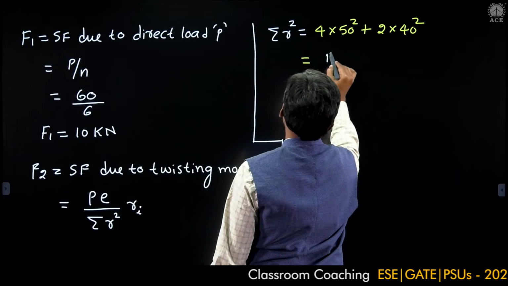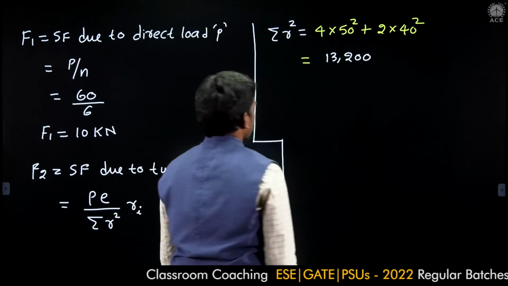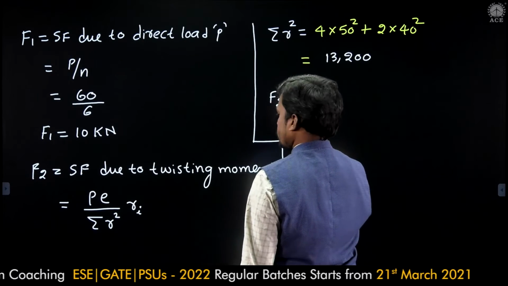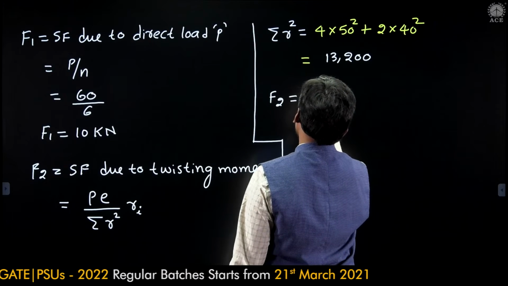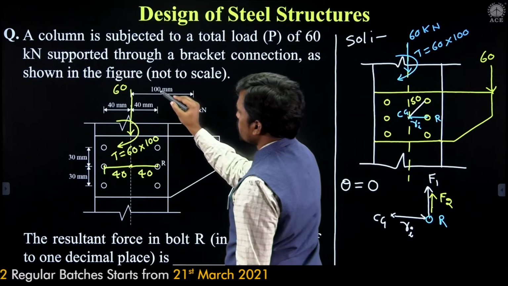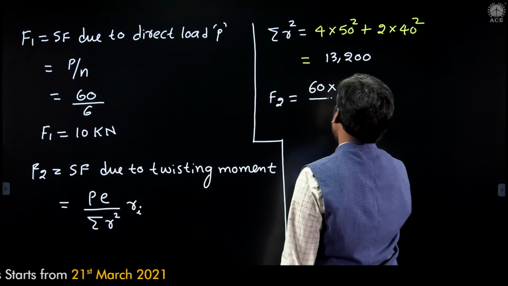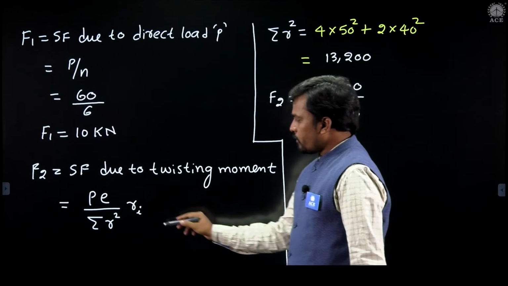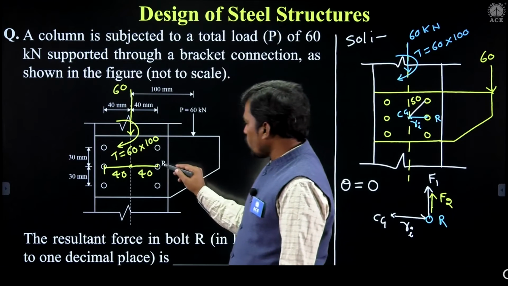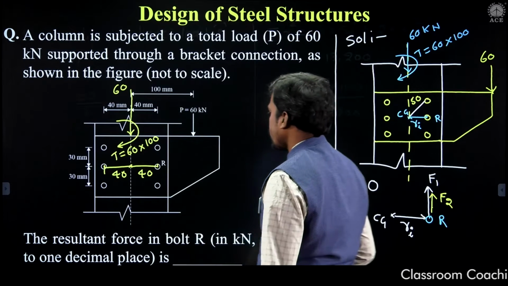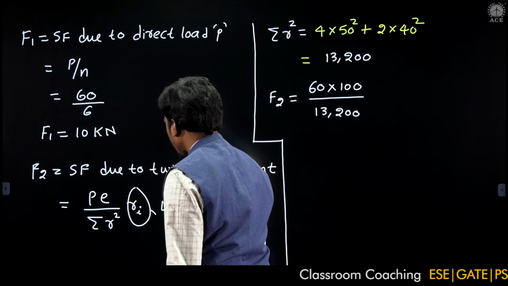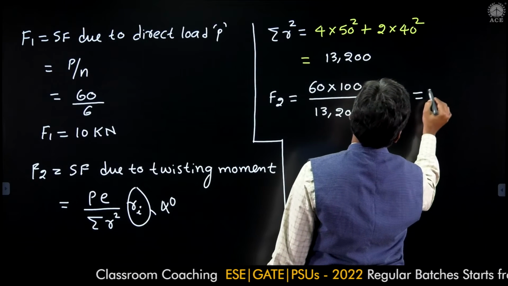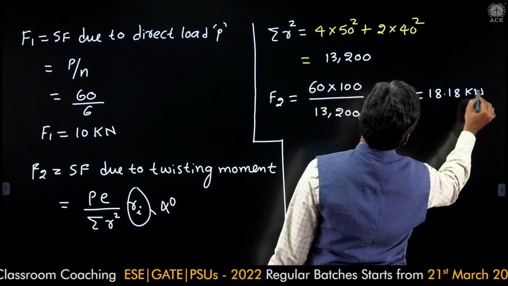Then this value we get 13,200. Then you will get the F2 value. What is the P value given in the question? 60, right? And the eccentricity is given, 100 mm. So 60 into 100 divided by 13,200, and Ri. Which bolt? We have to find the resultant at bolt R. From here to bolt R, what is the distance? 40. Then into 40. Then find this value, and you will get 18.18 kilonewton.